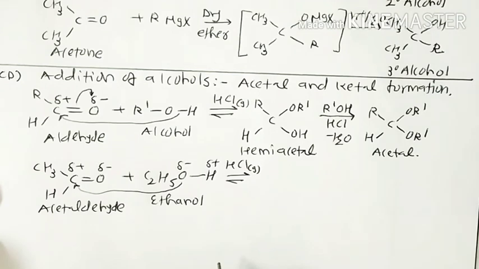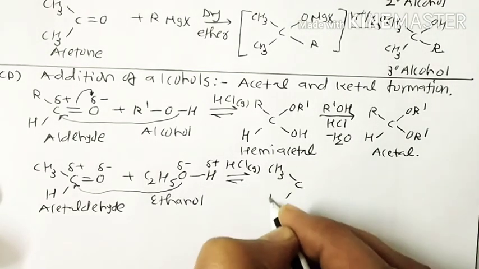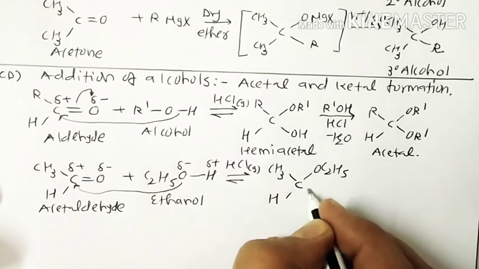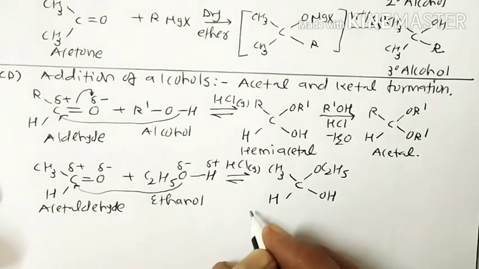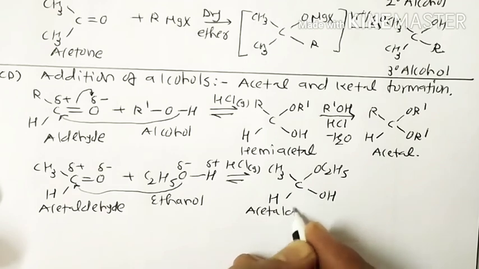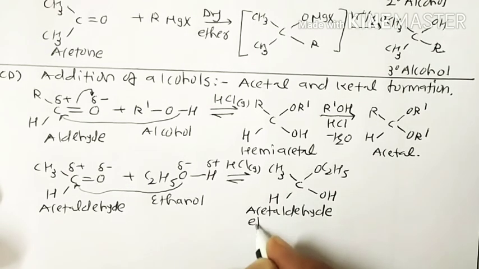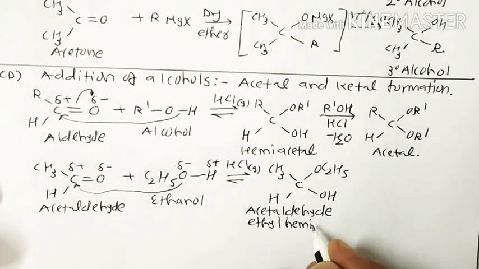hydrochloric acid. Okay, so it's first converted into CH3, CHO, C2H5 and OH. This is acetaldehyde ethyl hemiacetal.